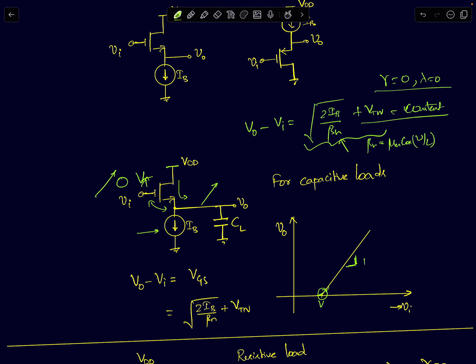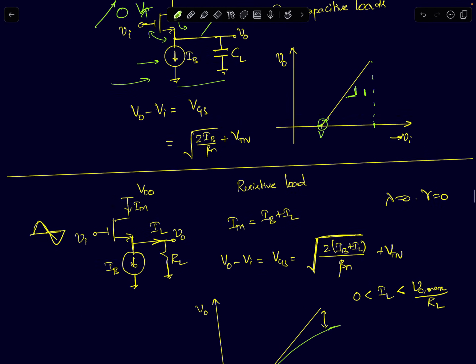When your gate voltage goes higher than the drain by a VT, of course, it goes into a linear region and all that. But right now we'll assume that your input doesn't exceed VDD. So for all practical purposes, I can assume that it's going to be always in saturation region. So the gain will always be close to 1. This is assuming lambda is 0, gamma is 0. It's a perfectly linear amplifier for a capacitive load.